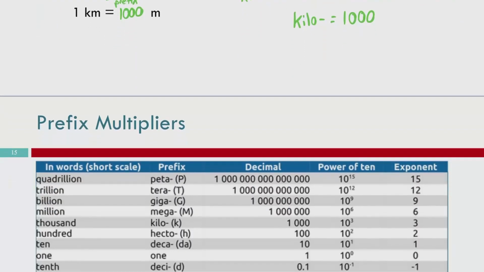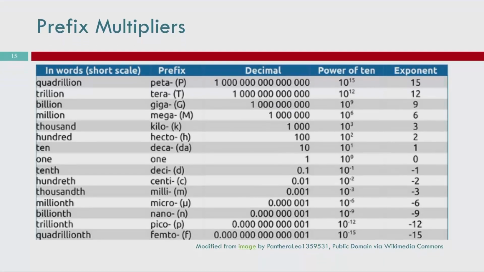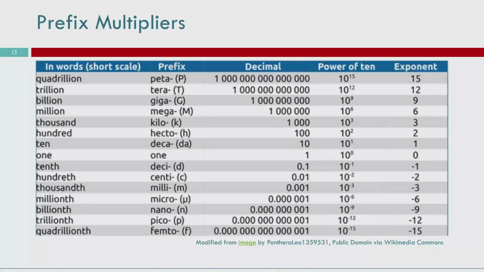Cool. Here are some of our prefix multipliers. We will not be using many of them. This is actually modified from something on Wikipedia, but any of the times that something's linked, it usually goes to the image. There's also a table in the book, but it wasn't the format that I liked for putting it in here. I had issues with it.